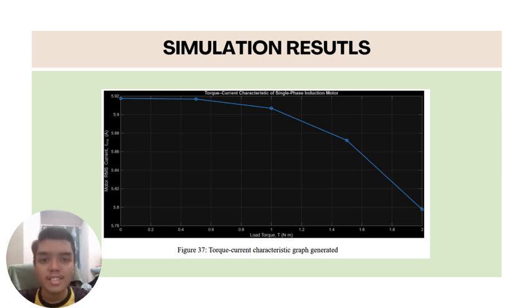At the starting condition, the motor draws a high current, which produces a high starting torque needed to overcome inertia and begin rotation. As the motor reaches its normal operating speed, the current reduces and the torque stabilizes to match the mechanical load. This relationship is important because it shows how electrical input directly affects mechanical output.